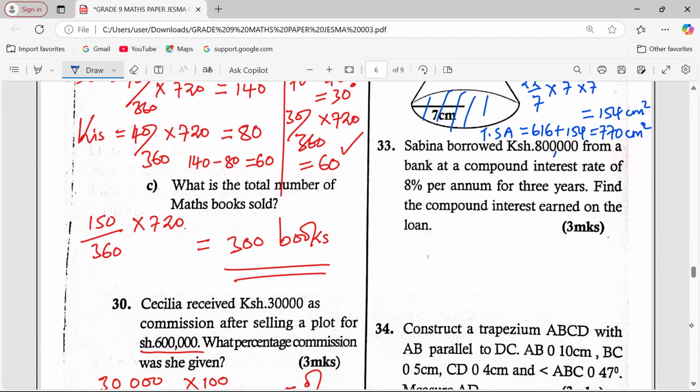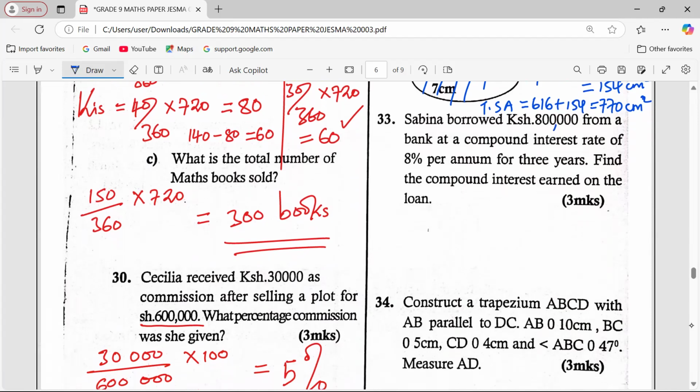33. Sabina borrowed 800,000 Kenya shillings from a bank at a compound interest rate of 8% per annum for 3 years. Then the question goes, find the compound interest earned on the loan. So for us to get compound interest, for the first year, this person is borrowing 800,000 times a rate of 8% multiplied by this particular year.